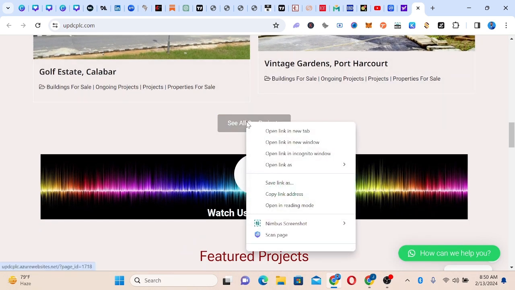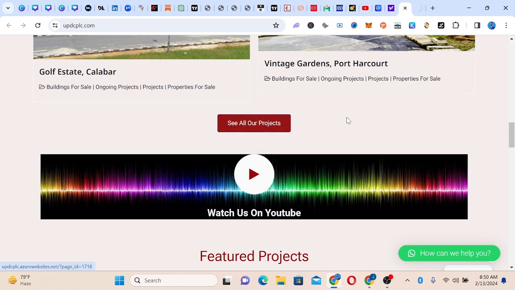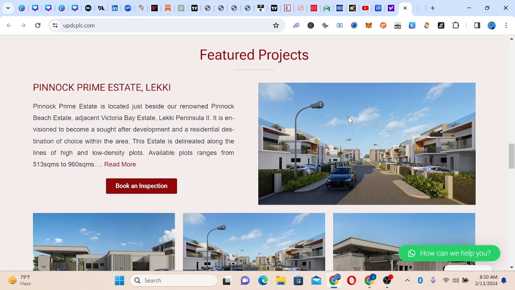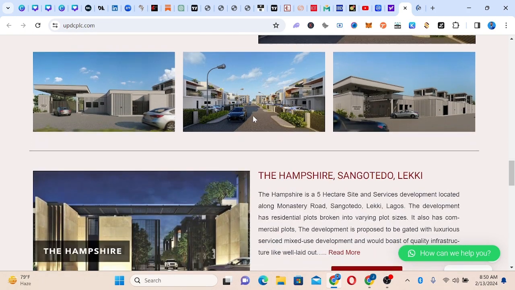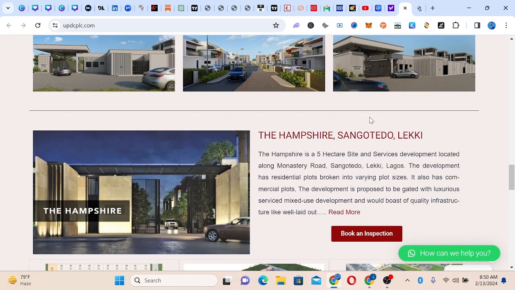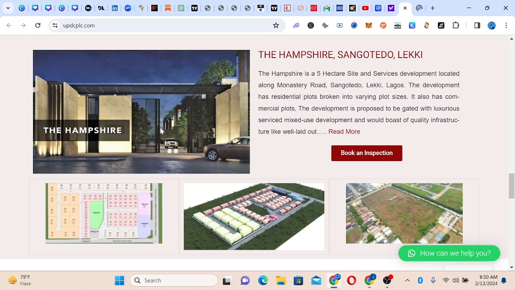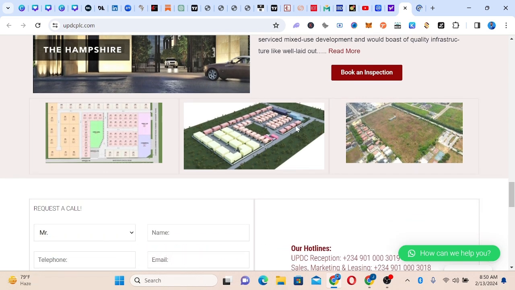Let's see if we can view all of the other projects. So let's move on. These are future projects. Pinnock Prime Estate, you can see you can book an inspection and come and inspect and see if you really want to get one or two. And these are the views of the estate. This is Sangotedo, this is Hemisphere. You can see how it's been constructed. This is why you want to put your money here.